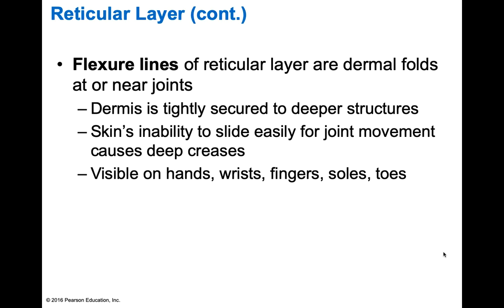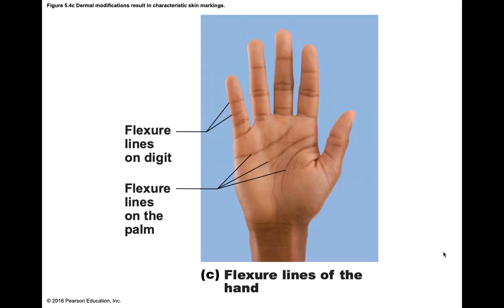Okay, this is where you have joints, and it helps to move because you don't have a lot of sliding motion happening here. That's why you have these little lines called flexure lines. It's how you move at your joints. So that's what you're looking at here.